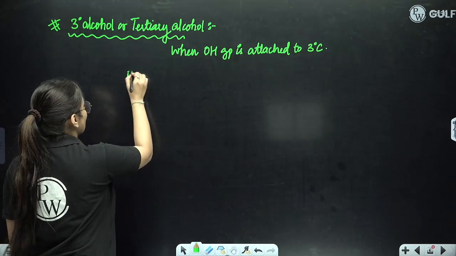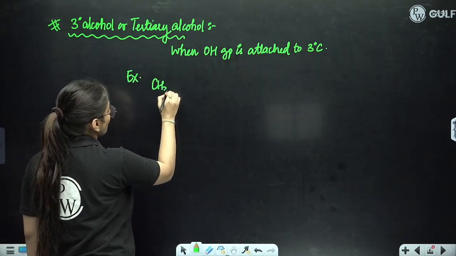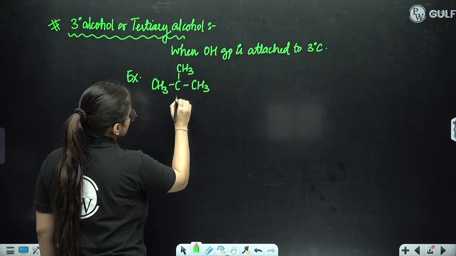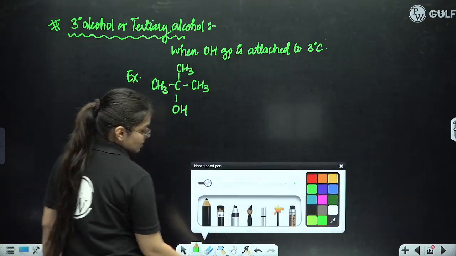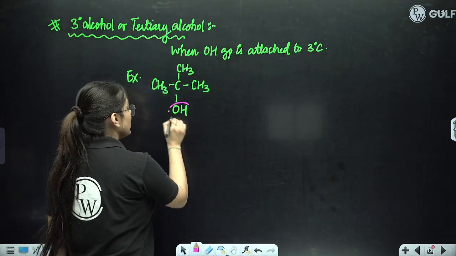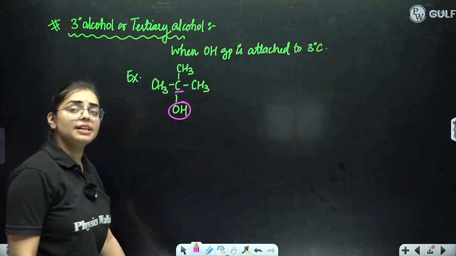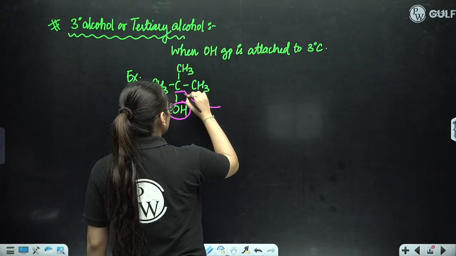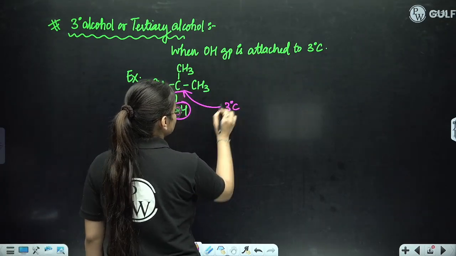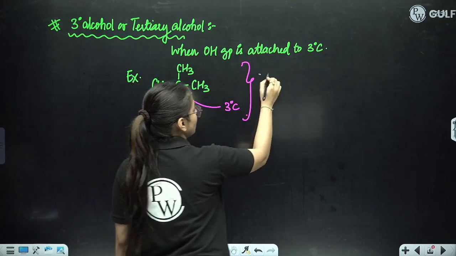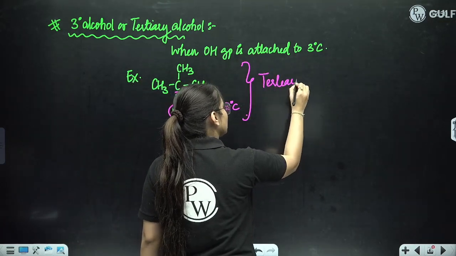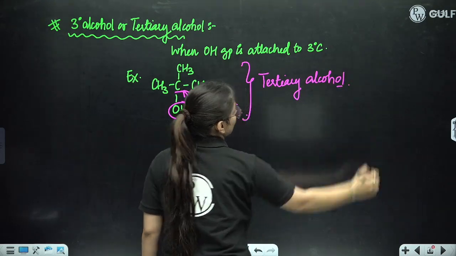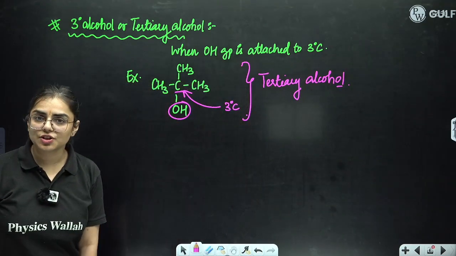Let's take an example. Now see students, in this particular case, OH is linked to this carbon. And what is the degree of this carbon? This is linked with 1, 2 and 3 carbons. So the degree of this carbon is 3-degree carbon. Hence this compound over here is a tertiary alcohol. Is it clear to each and every one of you?